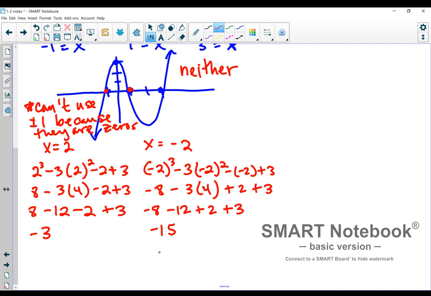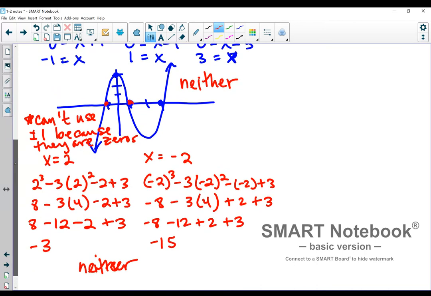So these are completely different, 3 and 15. There's no relationship there, so I can tell it is in fact neither. If I got 3 and negative 3, then I could say odd. If I had negative 3s for both of them, I would say even, but there's no relationship there.